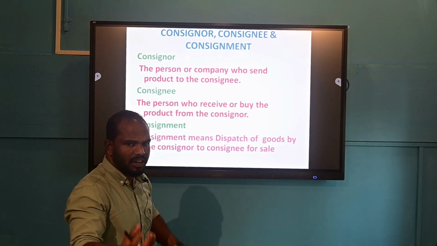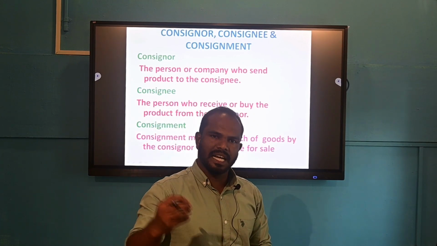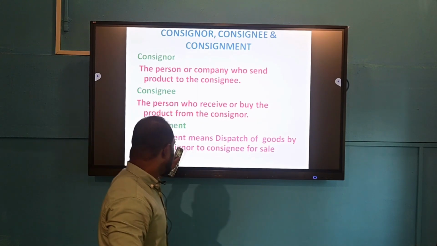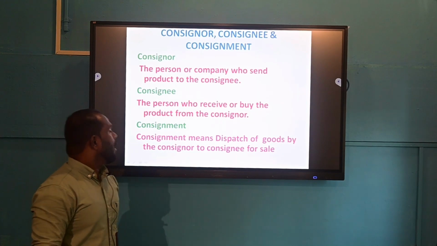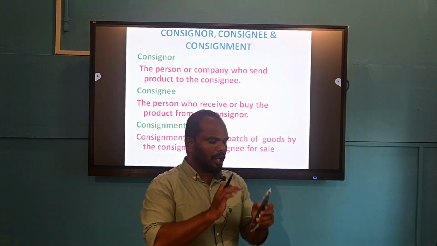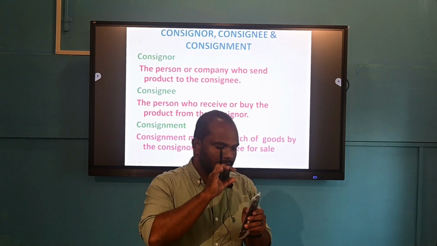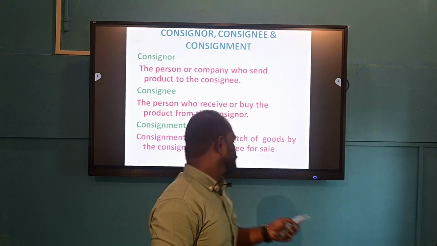The consignee is the person who will receive or buy the product from the consignor. The person who receives the products from the consignor is known as the consignee. Consignment means the dispatch of goods by the consignor to the consignee for sale. When a consignor sends a product to the consignee, this product is known as a consignment. Between the consignor and consignee, there is a product. This is known as consignment.